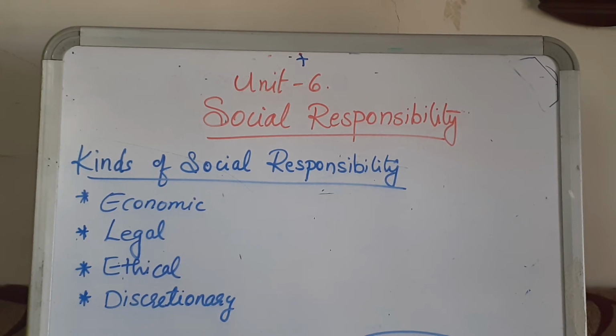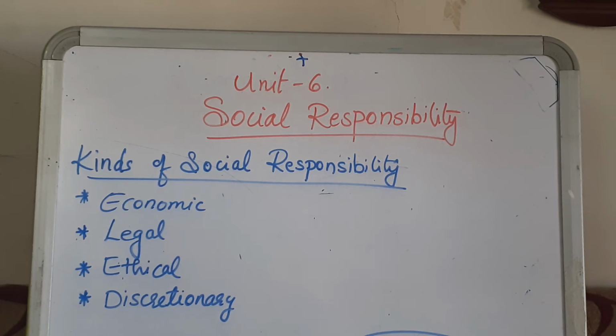Now we will see the kinds or types of social responsibility: economic responsibility, legal responsibility, ethical responsibility, and discretionary responsibility. The first one is economic responsibility. A business enterprise is basically an economic entity, and therefore its primary social responsibility is economic. That is, to produce goods and services that society wants and sell them at a profit.